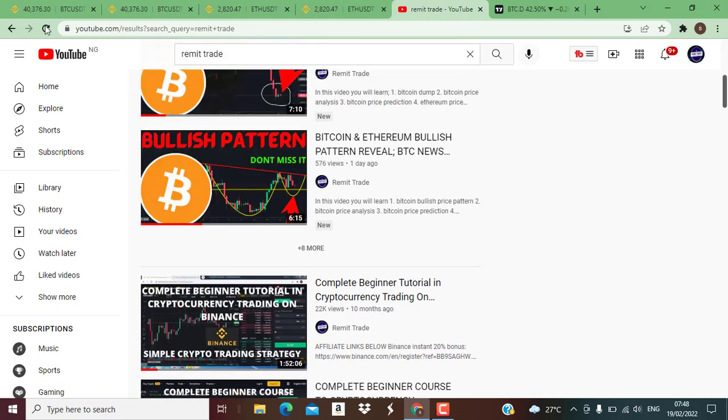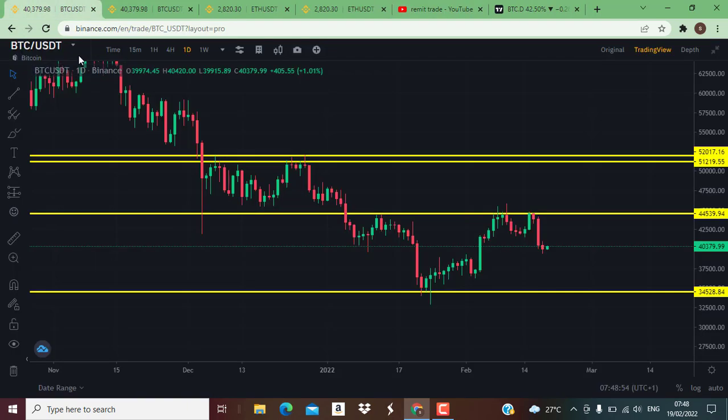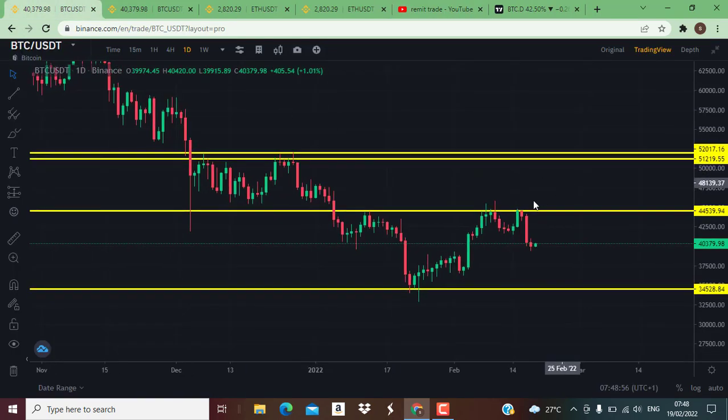So let's dive right in. On the one-day chart on BTC USDT, if you look at this area, this is a very strong resistance level. Like I said in my previous videos, if we can break this level, then we'll see a very massive move to the upside right here. But what we are seeing right now on Bitcoin is that the market is resisting here and finding its path to the downside.